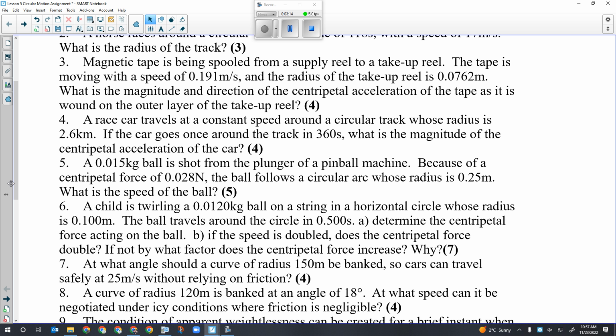Number 5, how many people have actually played real pinball? You've probably played the electronic version on your phone, but real pinball involved taking a spring-loaded plunger, pulling it back, and hitting a ball bearing, a big metal ball, and firing it around an arc. So that's what it's talking about, this ball going around this arc on a track. Centripetal force is given, the mass is given, the radius is given. You're just looking for the speed of the ball. Don't overthink it. These first 5 questions should literally take you 10 minutes or less.